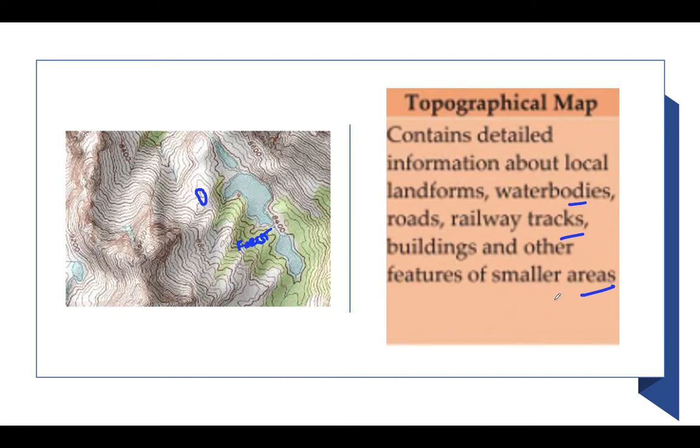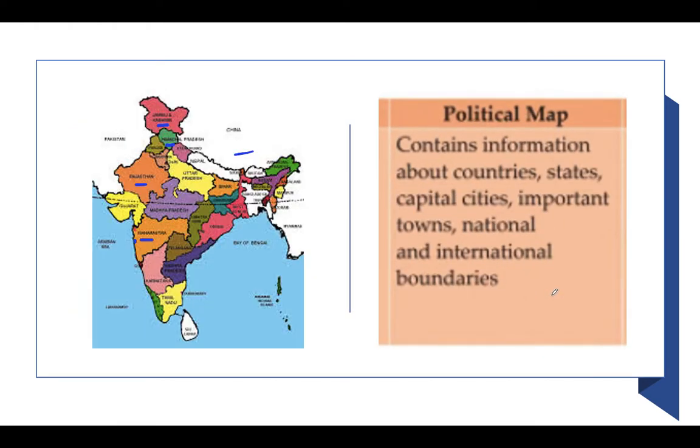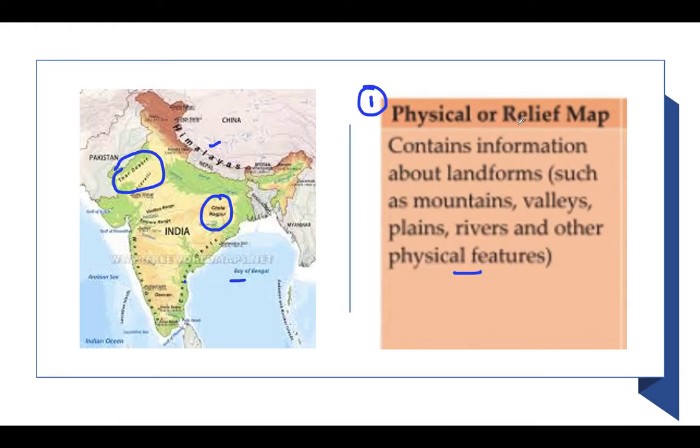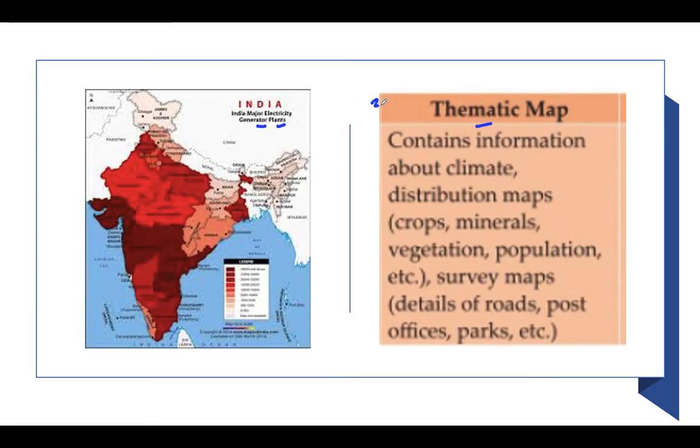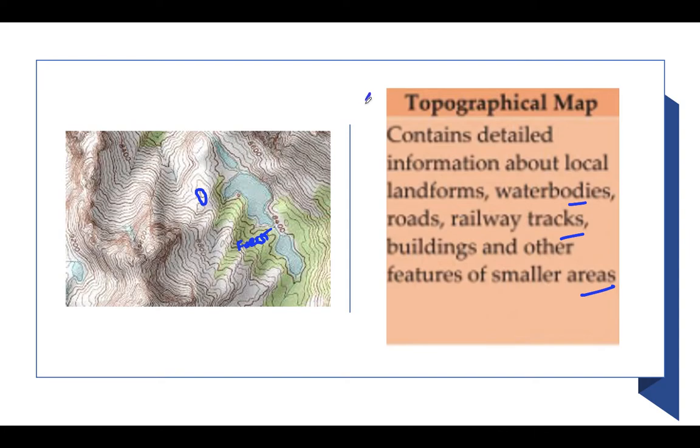Clear? So there are four types of map. The first one is physical map, second one is political map, third one is thematic map, and fourth one is topographical map. Okay, now I will ask you some questions, a rapid fire test.